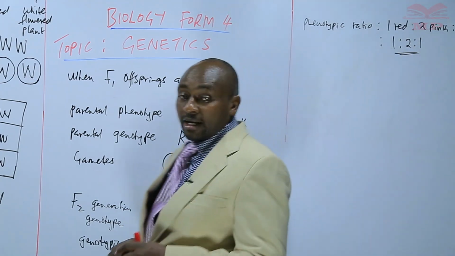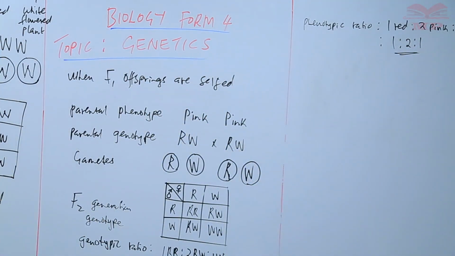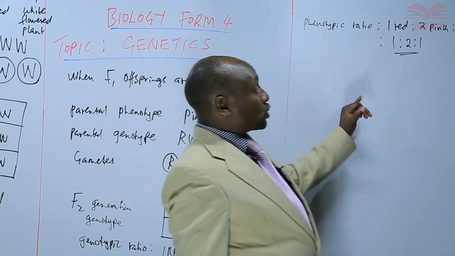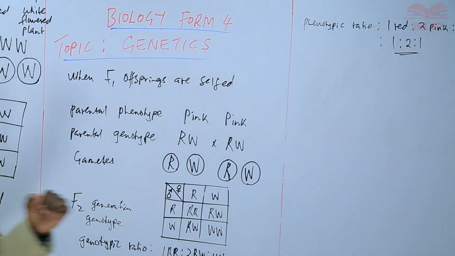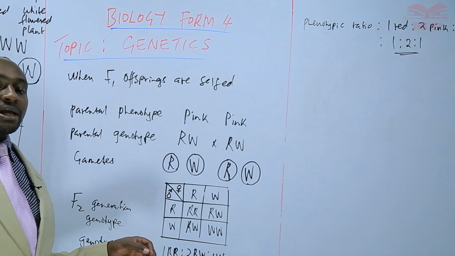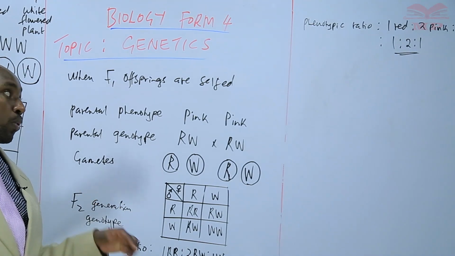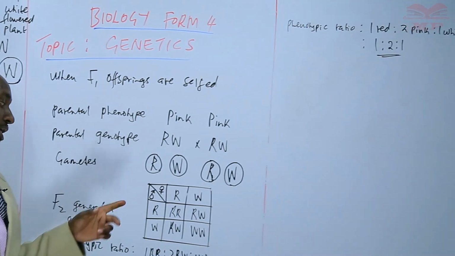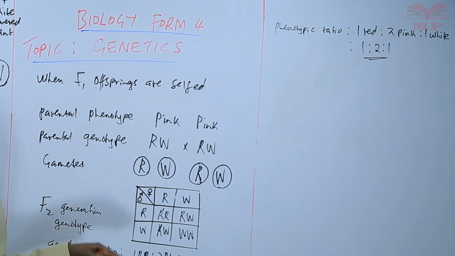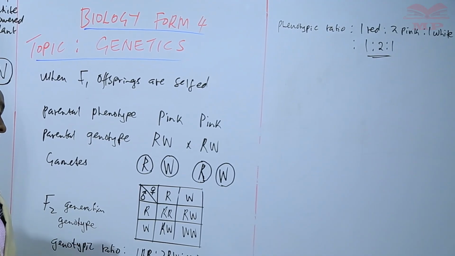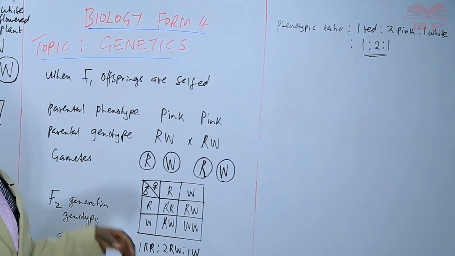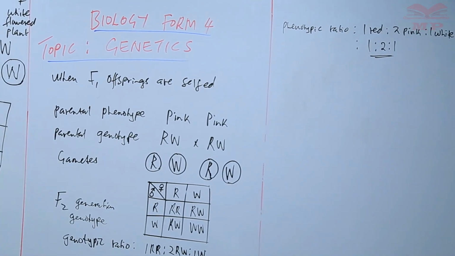So basically what we can conclude is that in a case of incomplete dominance, in the second generation we get a ratio of 1:2:1, both the genotypic ratio and the phenotypic ratio. But in the case of complete dominance, in the second generation we were getting a phenotypic ratio of 3:1, while the genotypic ratio remained the same. So the genotypic ratio remains the same for both complete and incomplete dominance.